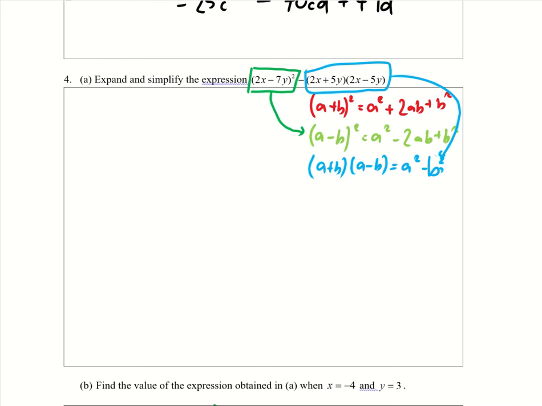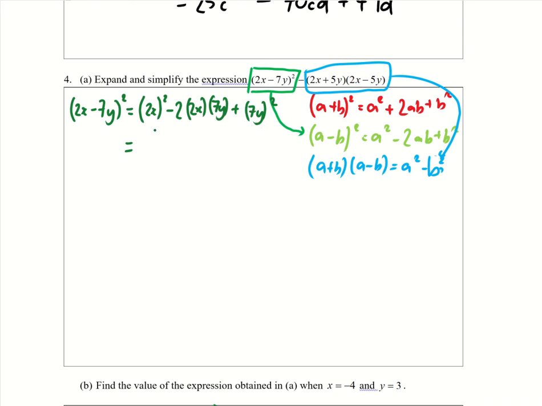So what I will do is expand 2x minus 7y first. 2x minus 7y, the whole thing squared. So again, write down everything in terms of a squared minus 2ab plus b squared. And then I will replace whatever is inside the bracket. Instead of a and b, I'll write down 2x for a and 7y for b.